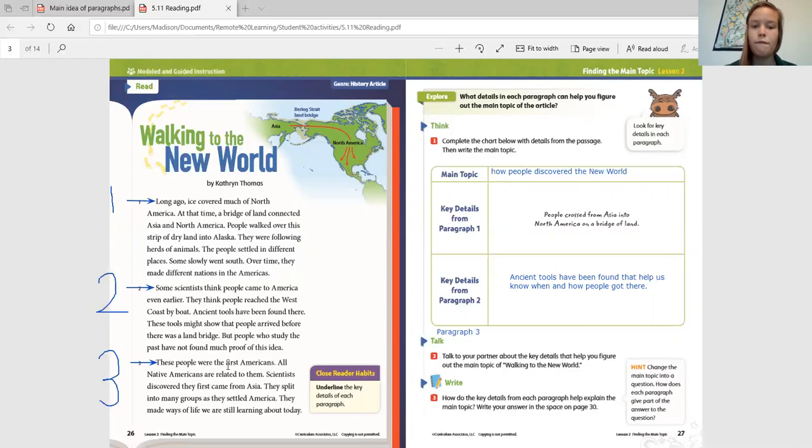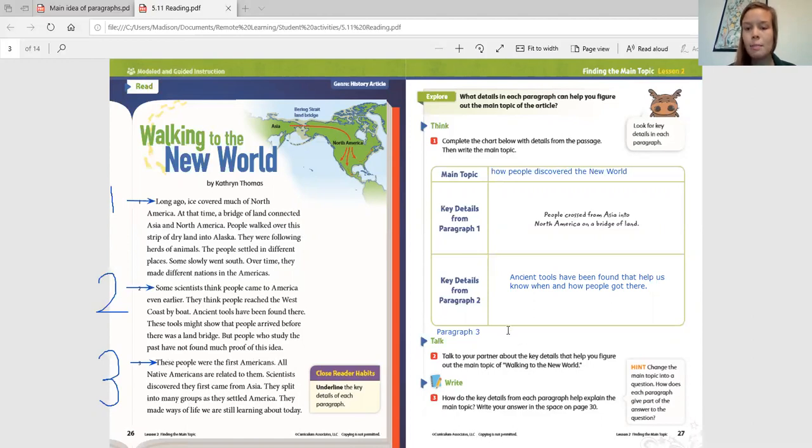These people were the first Americans. All Native Americans are related to them. Scientists discovered they first came from Asia. They split into many groups as they settled America. They made ways of life we are still learning about today.